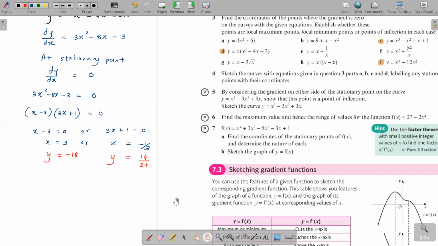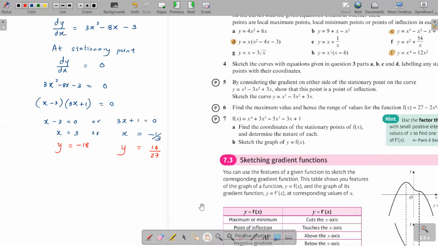Then what we'll do is we'll now confirm whether each point is a local maximum, local minimum, or a point of inflection.